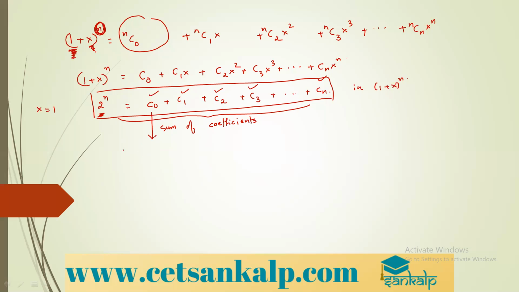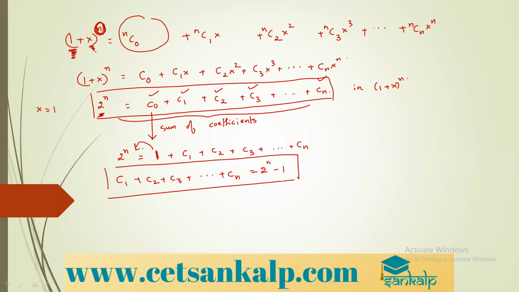Now I know that C0 is 1, nC0 is 1. So 2ⁿ = 1 + C1 + C2 + C3 up to Cn, or C1 + C2 + C3 up to Cn will be equal to 2ⁿ − 1. This one you can take to the other side. In this way, this became another formula.